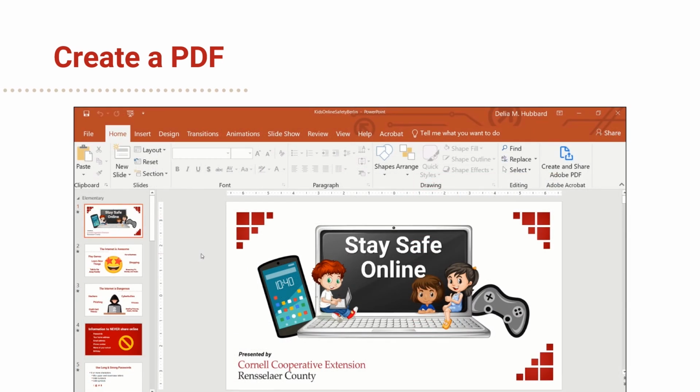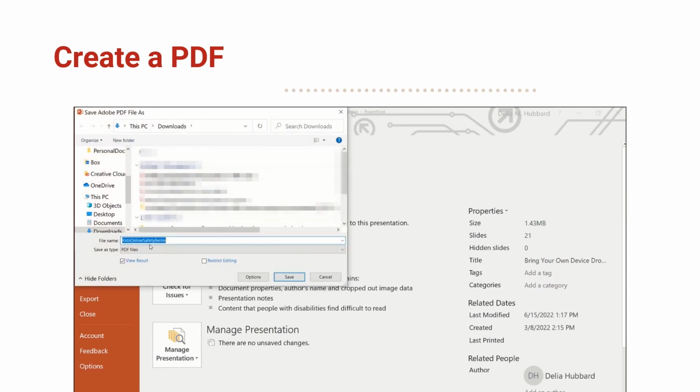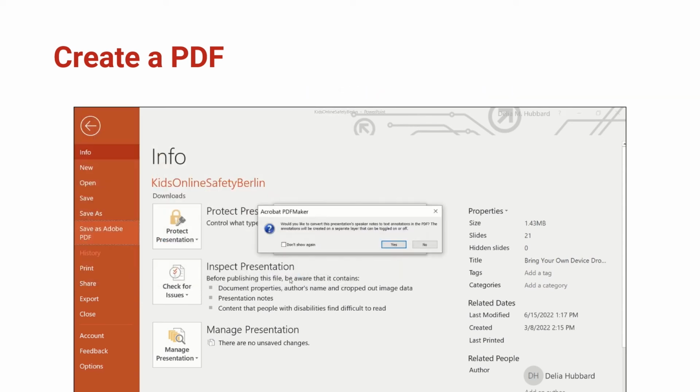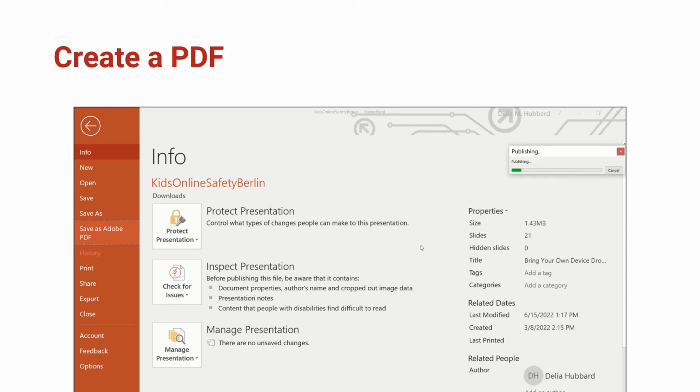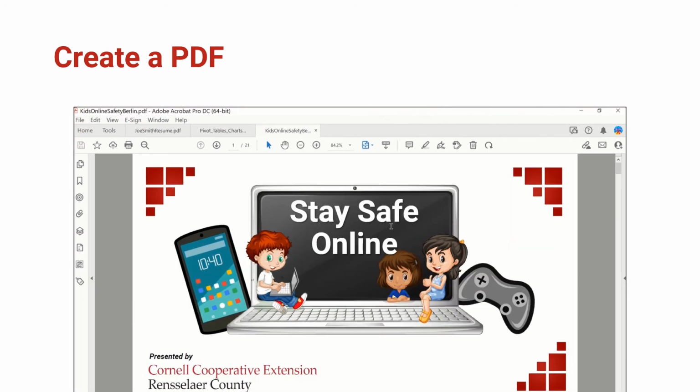Here's a PowerPoint presentation I have for kids on how to stay safe online. This can be saved as a PDF. That will save each slide on its own page. File, Save as PDF. Give your file a name and a location. Hit Save. It does ask if we want to convert the speaker notes into the PDF. I'll say no. And the software has now converted our slideshow into a PDF.